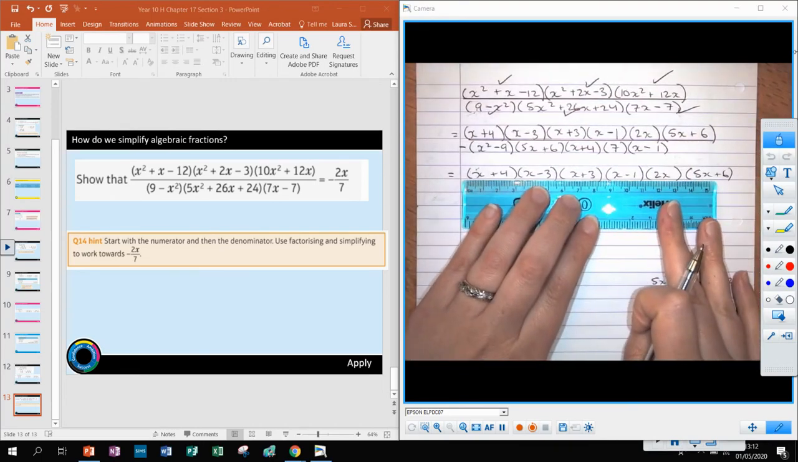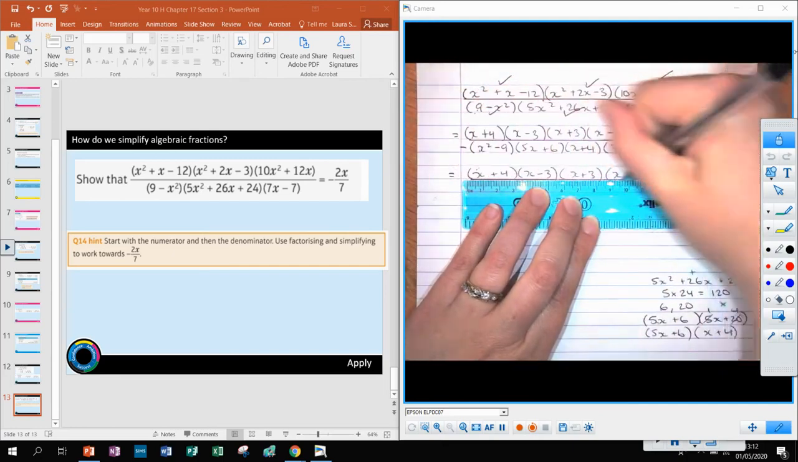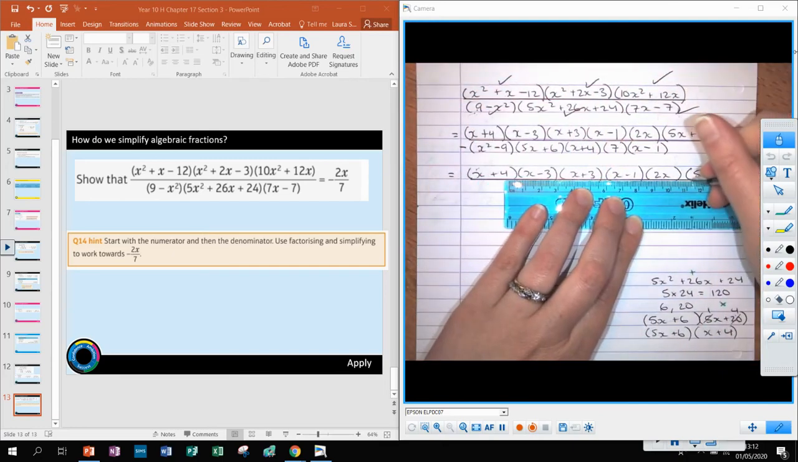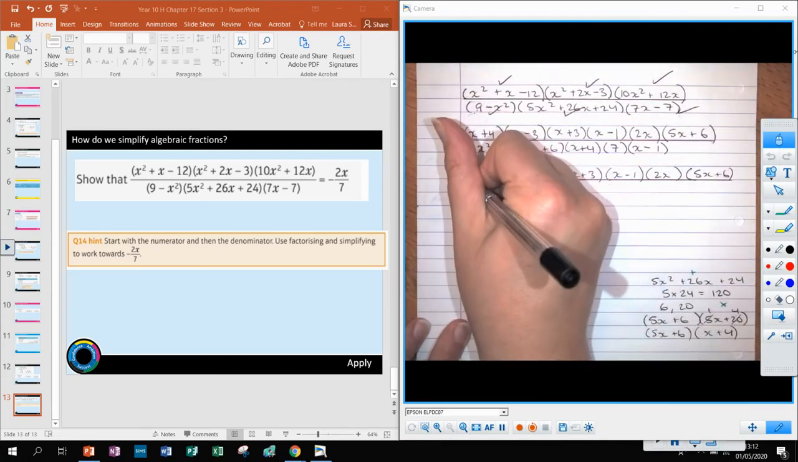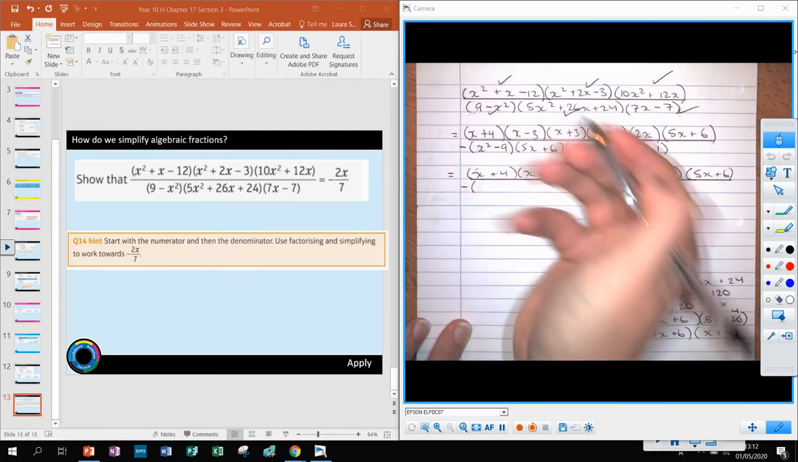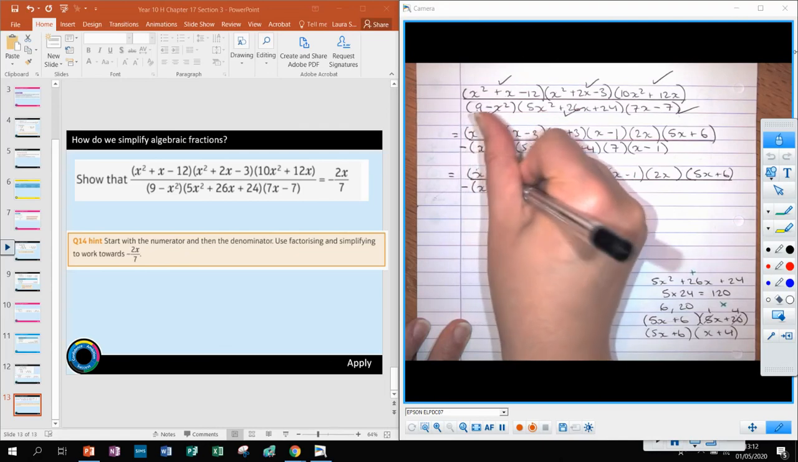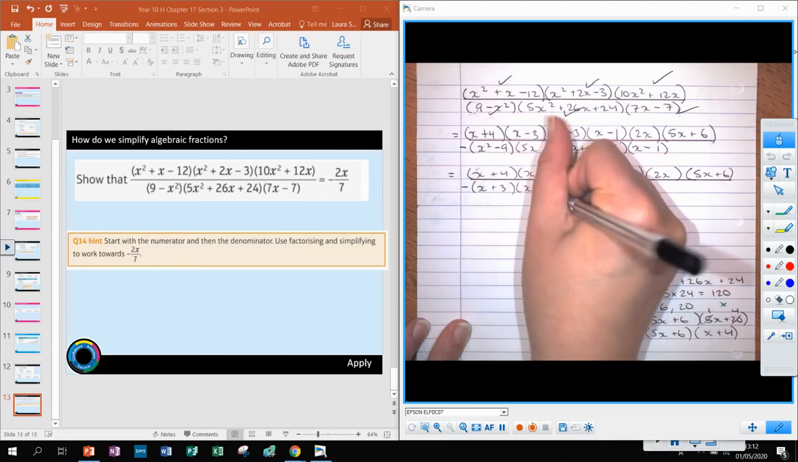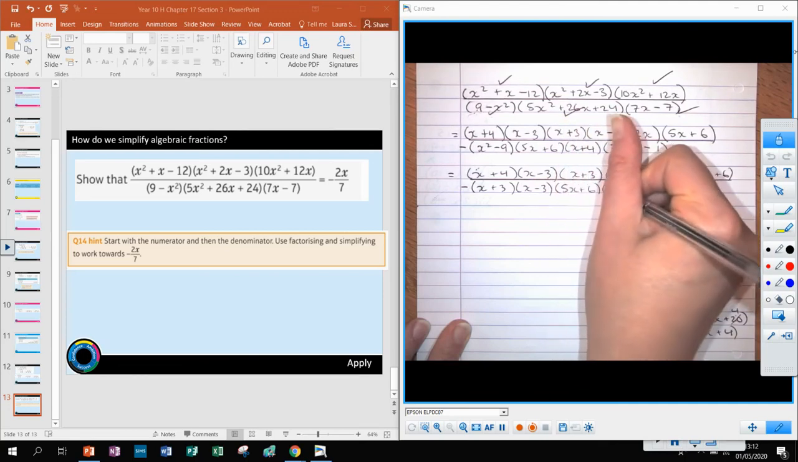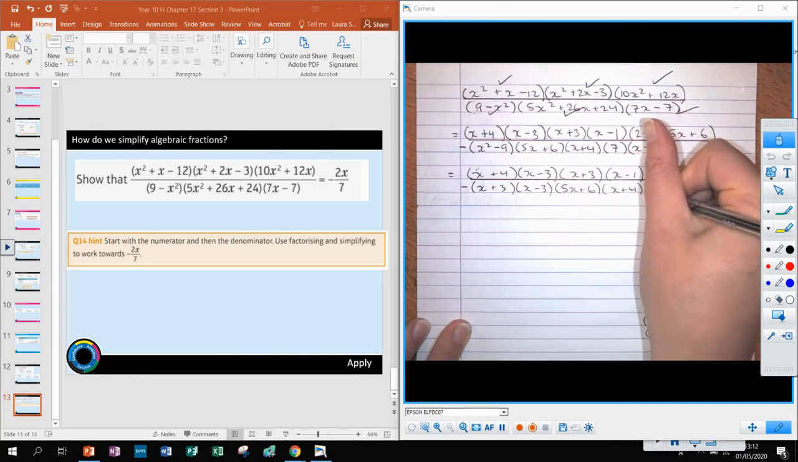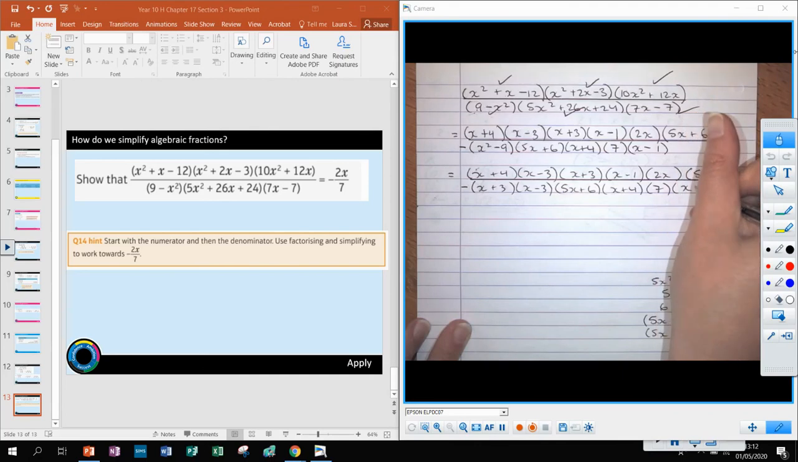Okay, let's get our line drawn. Okay, and let's finish this denominator. We do have a negative out in front, but this is difference of squares. So this is x plus 3 and x minus 3, and then we can write everything else out: 5x plus 6, x plus 4, a 7, and an x minus 1.